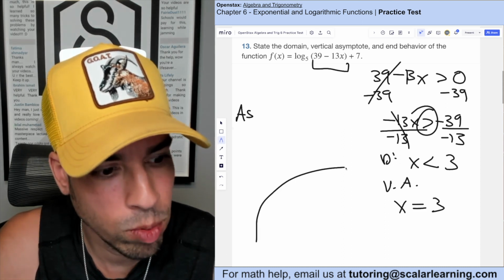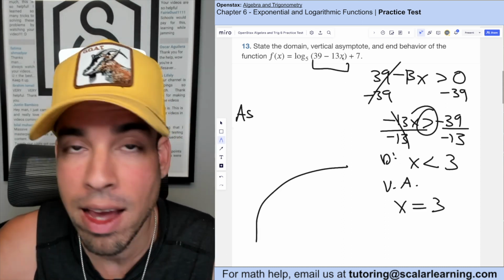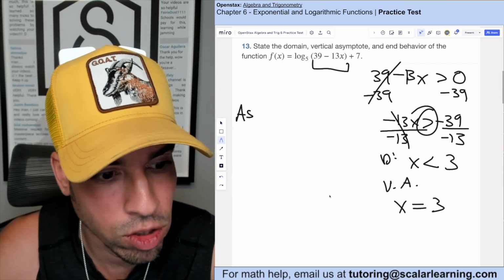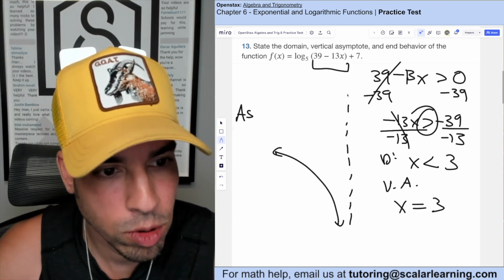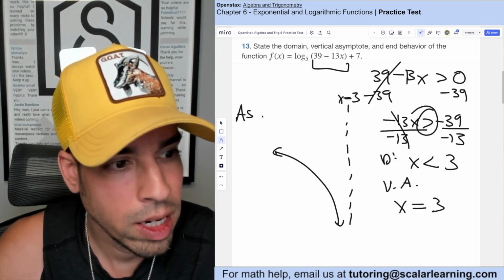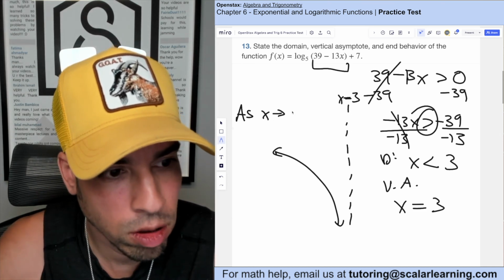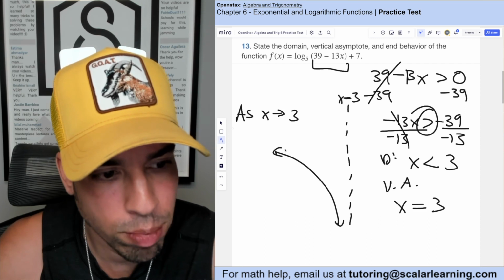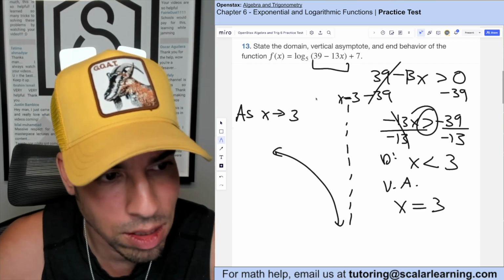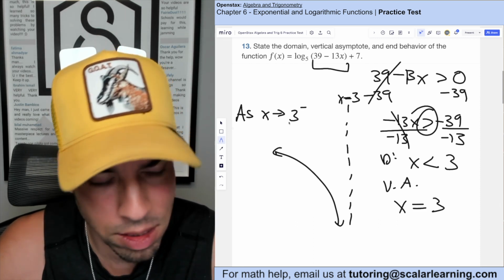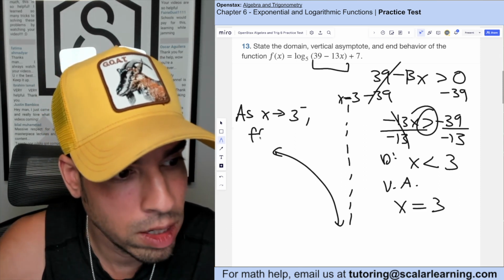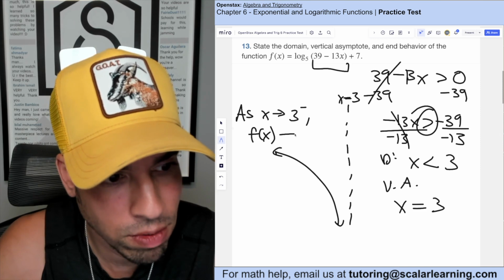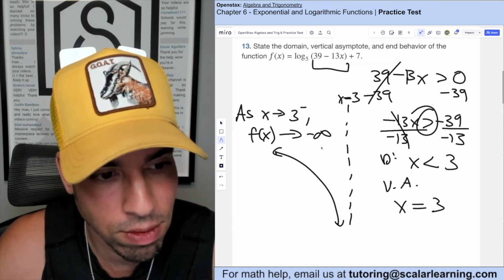And by the way, this function, since we have a negative in front of that x, like a normal logarithmic would look like this, but negating the x actually flips it across the y-axis. So now it's going to look like this. And here would be our vertical asymptote at x equals 3. So we're saying as x approaches 3, and in this case, we're approaching it from the left, right? It doesn't exist to the right. So we say as x approaches 3 from the left, it sure looks like it's going to negative infinity. So the function value is approaching negative infinity.